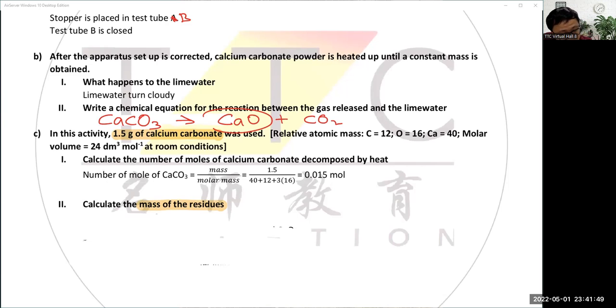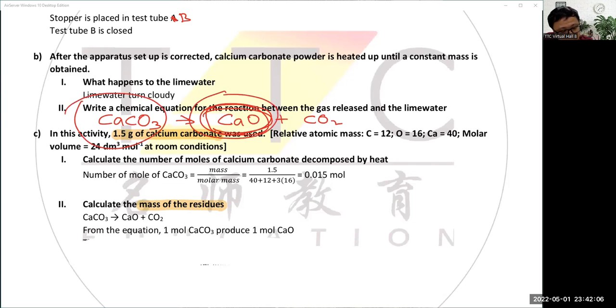Then how much residue is left? The residue is not the calcium carbonate, because carbon dioxide is a gas, so it flies away. After that, the leftover residue will be the calcium oxide. From the equation, 1 mole of CaCO3 will produce 1 mole of calcium oxide. So now you have 0.015 mole of calcium carbonate, you will produce 0.015 mole of calcium oxide also.